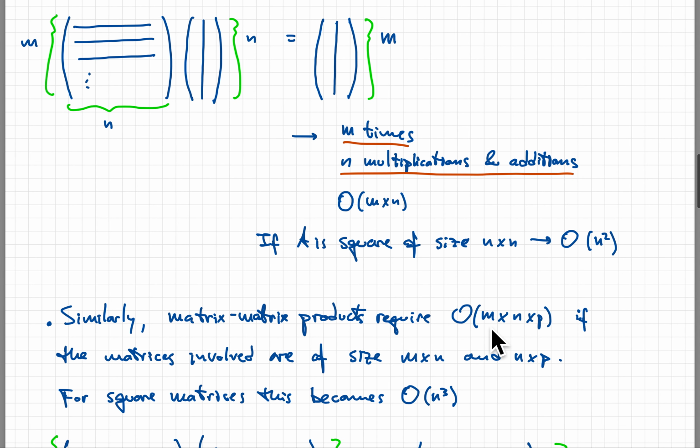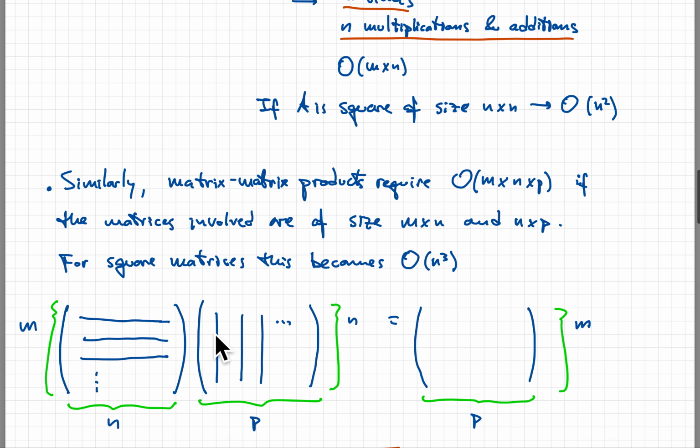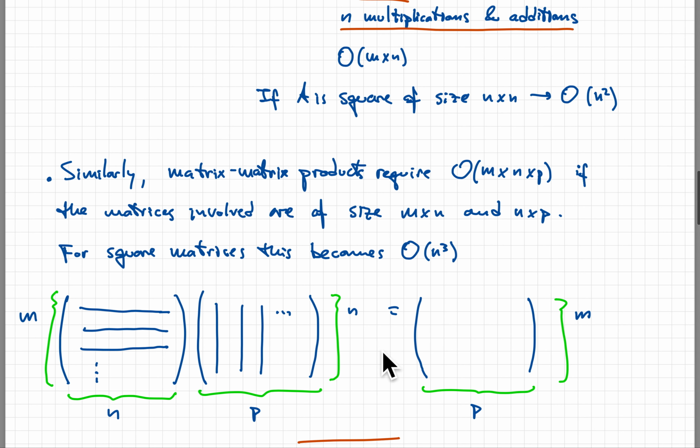like the order m by n by p if the matrices involved are of size m by n and n by p. And so what we mean by that is depicted here. So suppose this is one of our matrices of order m by n, as we had before, and now we have p column vectors of size n, and so this matrix is of size n by p. And so the resulting matrix is of size m by p. This is what we saw last time when we discussed matrix multiplication.